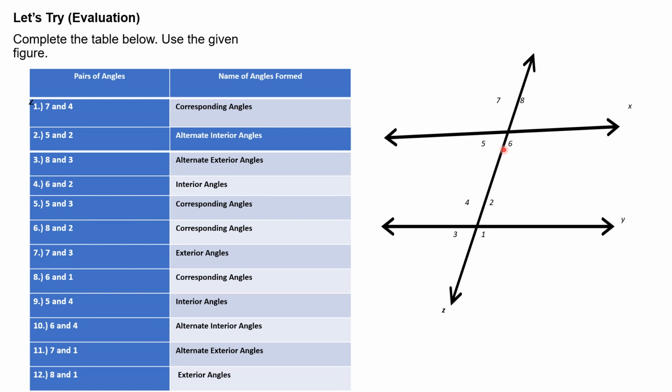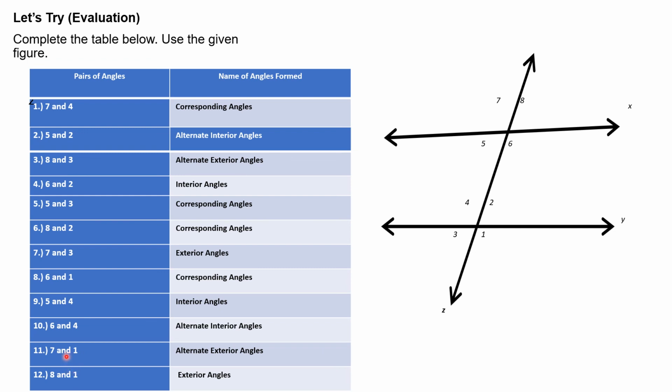Next, we have number 10, angle 6 and angle 4. Angle 6 is an interior angle. Angle 4 is an interior angle, but they are located on the opposite side of our transversal line. That means angle 6 and angle 4 are a pair of alternate interior angles. Very good.